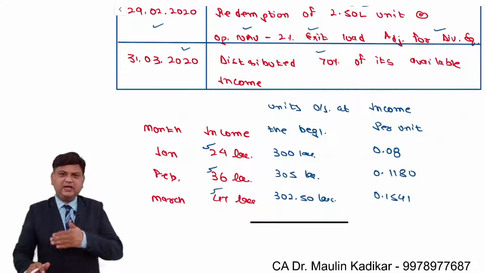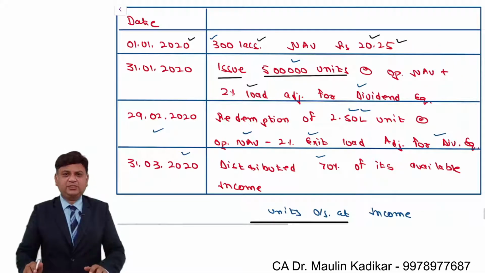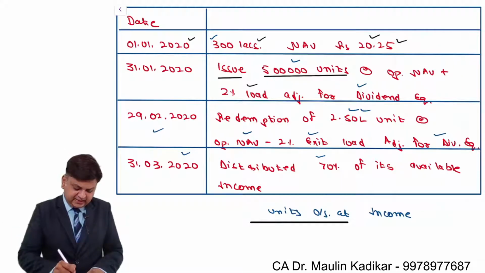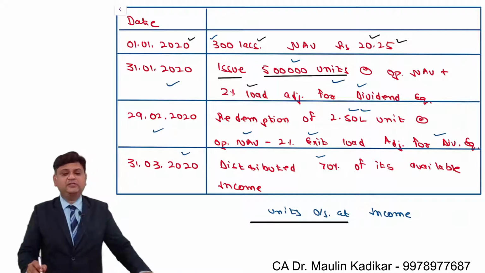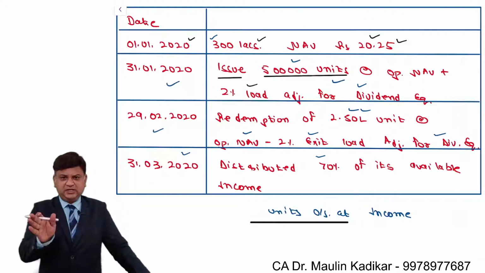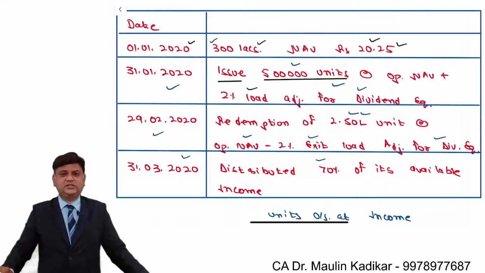Now there are a few questions provided to us. I just have a question to all of you: at the end of January, what must be the issue price of this number of units? Can you write in the chat box what must be the issue price of the units at the end of January?